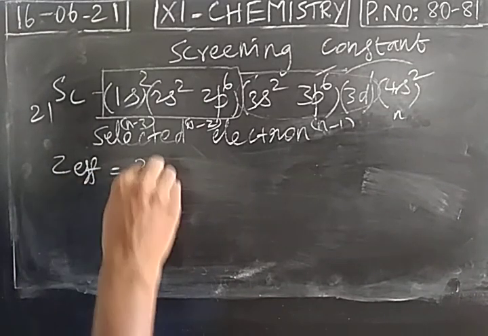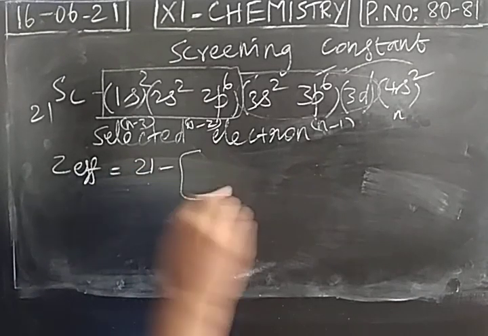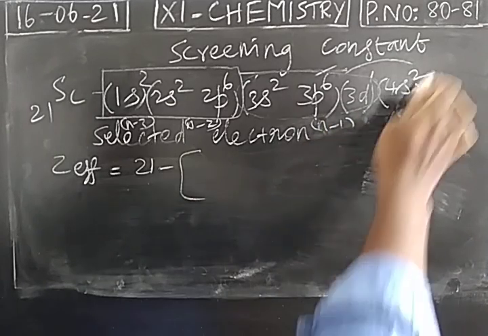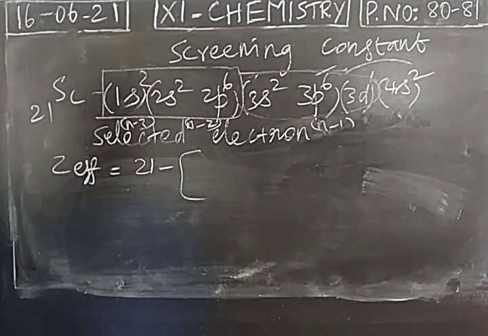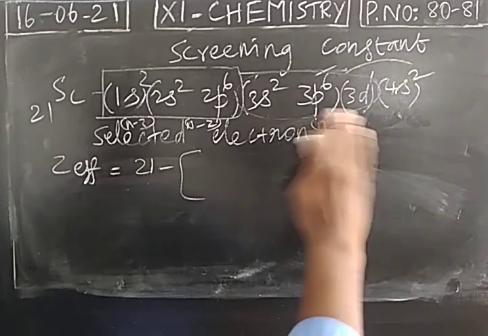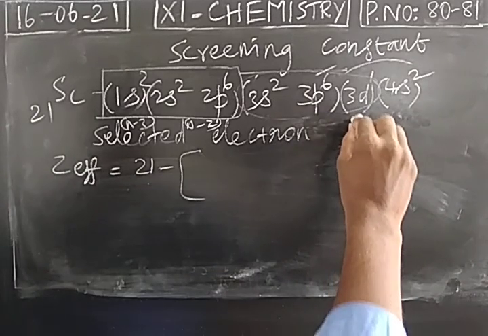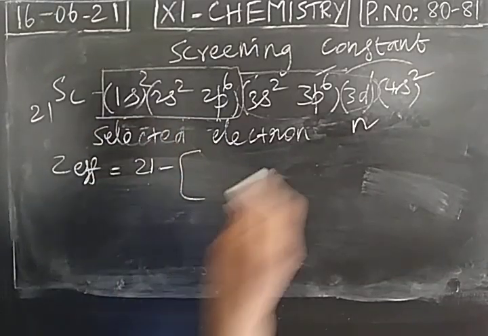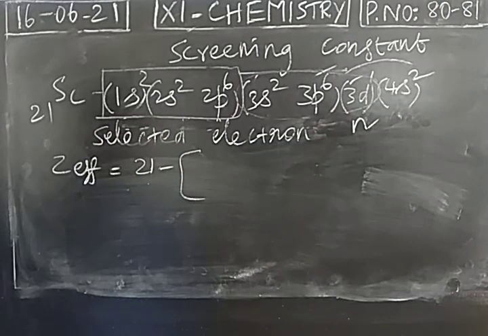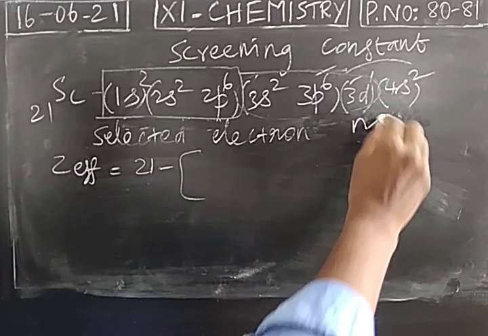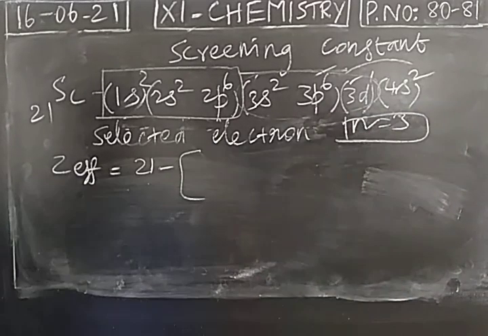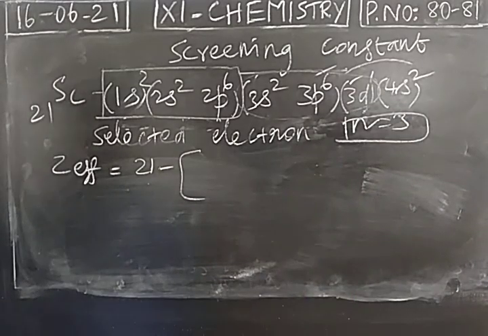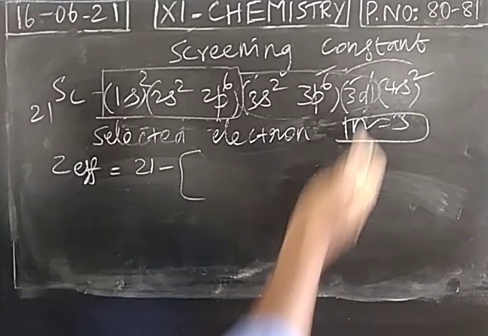Effective nuclear charge is equal to atomic number minus screening constant. I am selecting this 3d electron. So this will not contribute to the shielding effect. I omit it. So this is nth cell. The electron is in the 3d orbital, so the third cell is the nth cell, n value 3. Okay. Except this electron, how many electrons are present in the nth cell? 8.